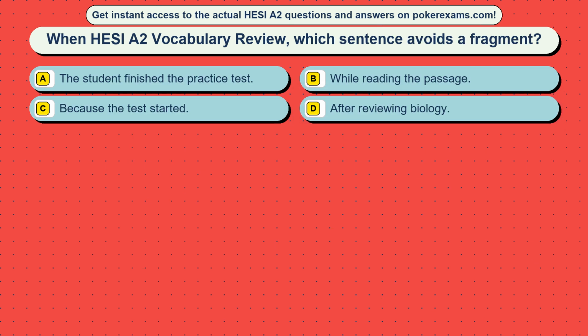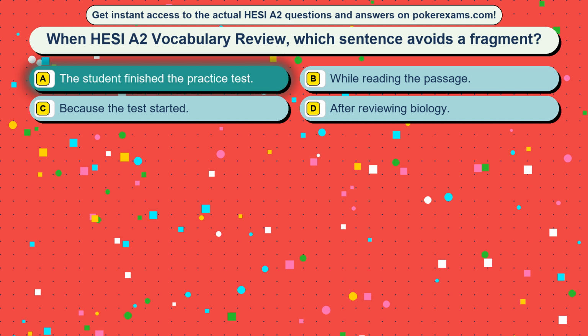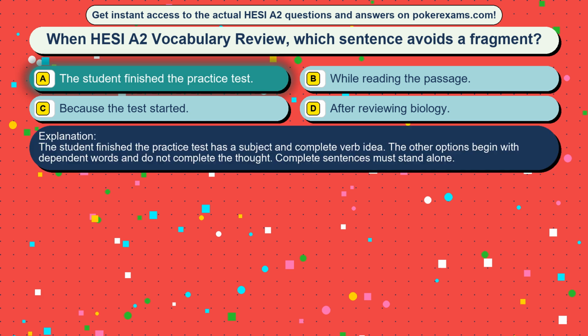Question 19. When HESI A2 Vocabulary Review, which sentence avoids a fragment? Option A, The student finished the practice test. Option B, While reading the passage. Option C, Because the test started. Option D, After reviewing biology. The correct answer is option A. The student finished the practice test has a subject and complete verb idea. The other options begin with dependent words and do not complete the thought. Complete sentences must stand alone.